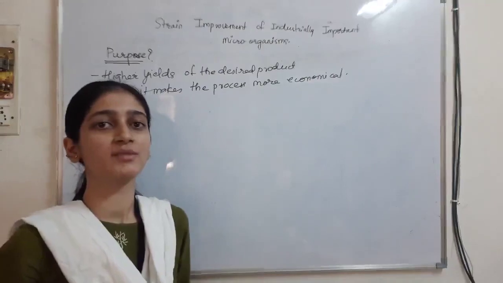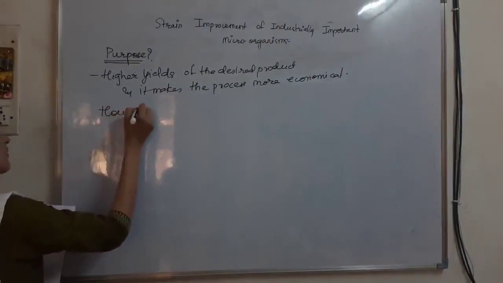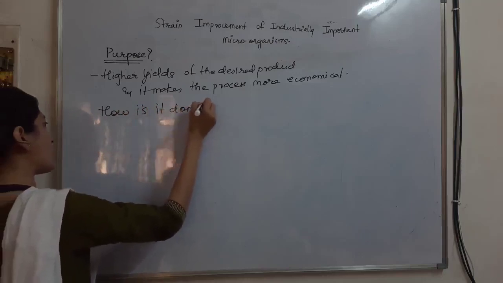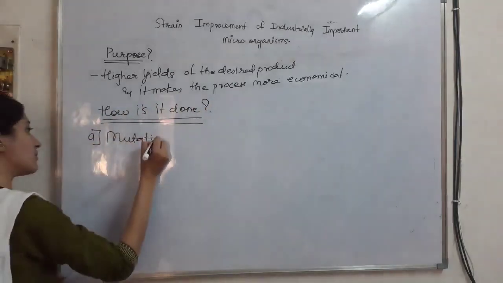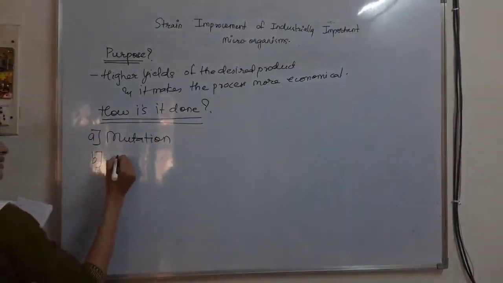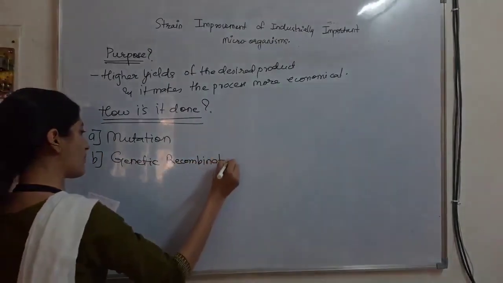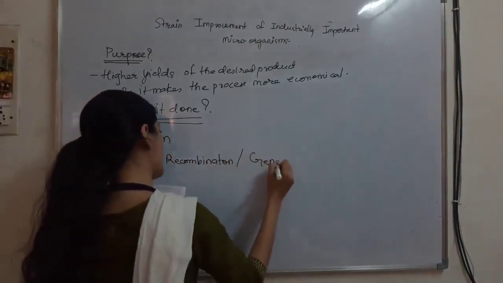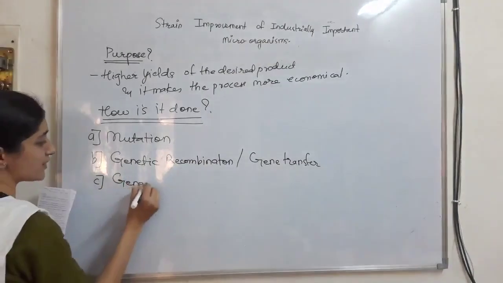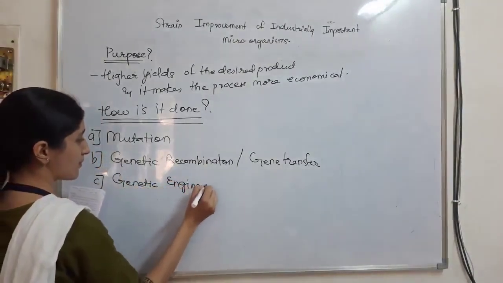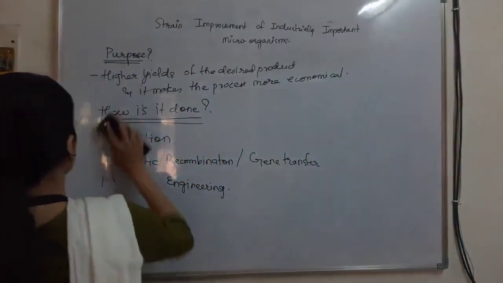So, there are some techniques by which we can improve a certain strain, which are first, mutation, second, strain improvement by genetic recombination or by gene transfer, and third is strain improvement by genetic engineering. So let us start with the first, strain improvement by mutation.